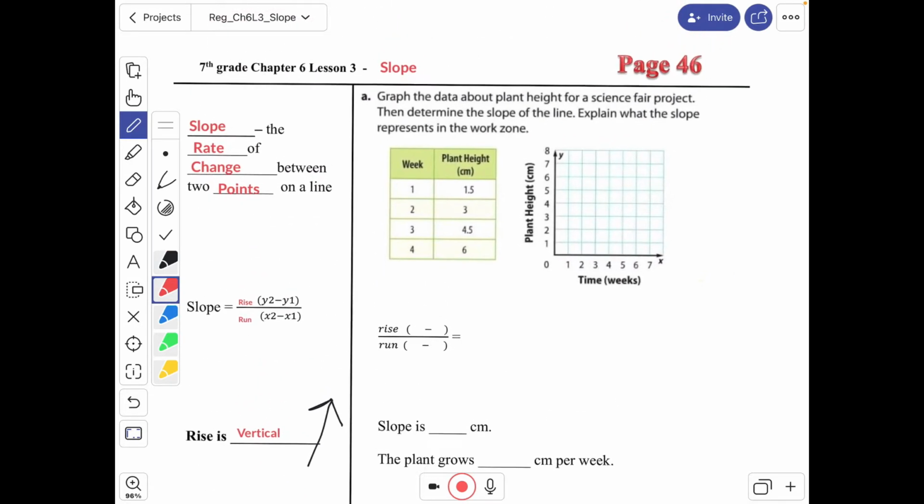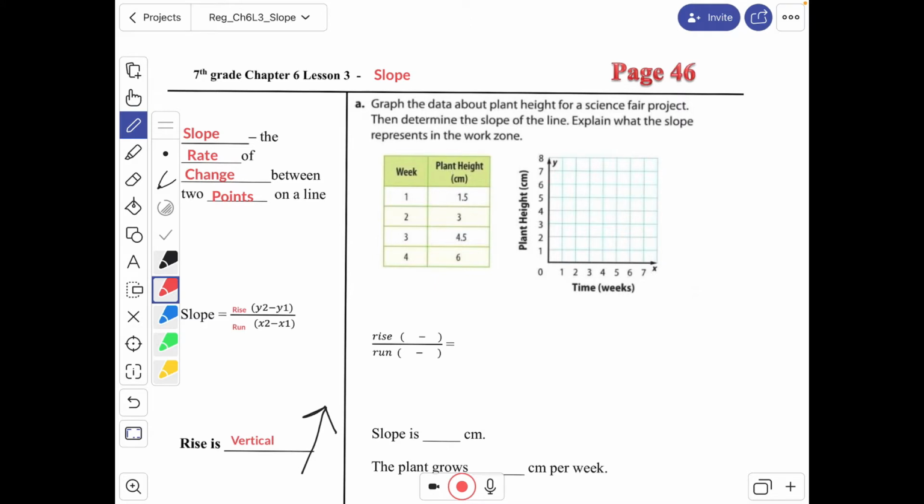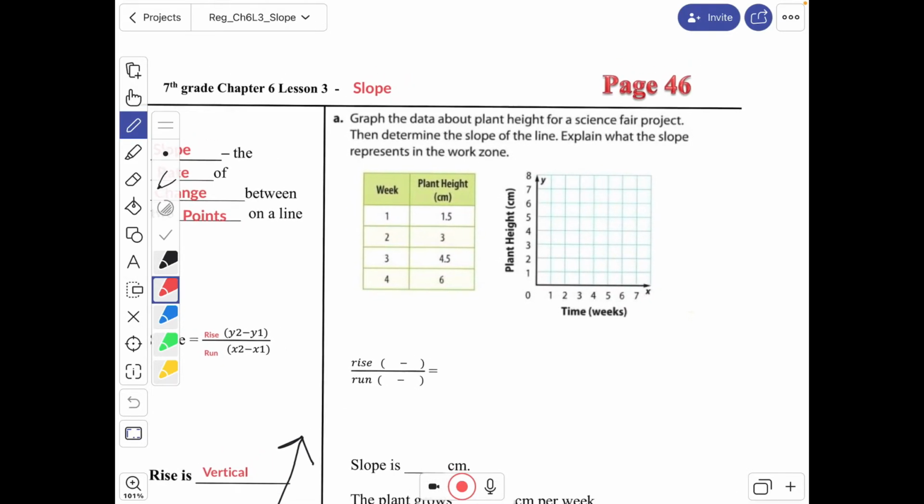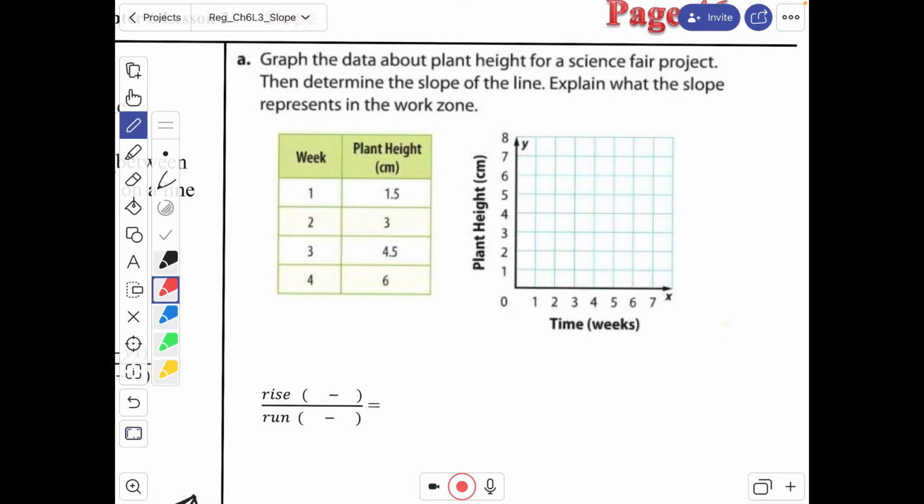So let's look at an example. Graph the data about the plant height for a science fair project. Then determine the slope of the line. Explain what the slope represents in the word problem. So they gave us a table, and we're going to put the points on the graph. I go to the right 1 and up to 1.5. Put a dot. Go to the right 2 and up to 3. To the right 3 and up to 4.5. And to the right 4 and up to 6. And as you can see, it made a straight line.